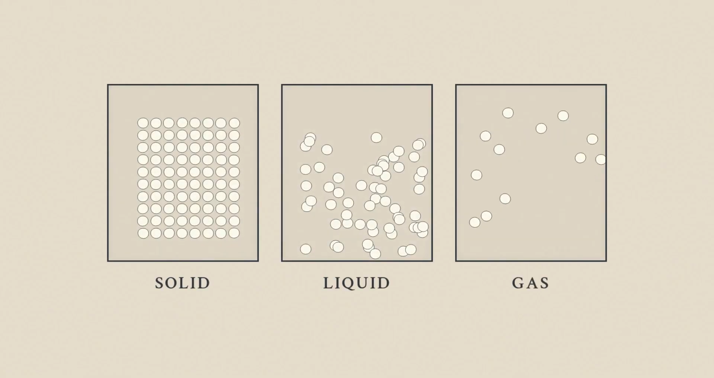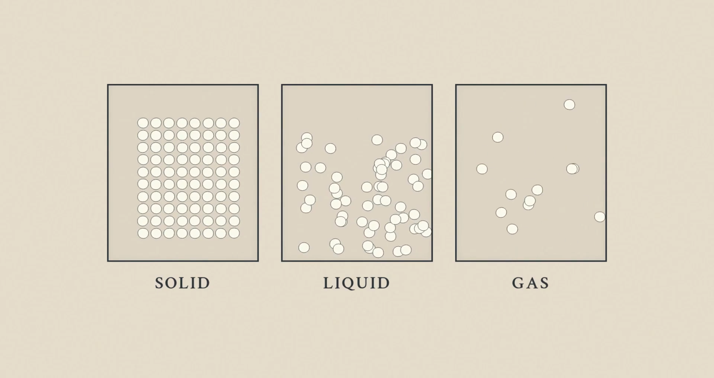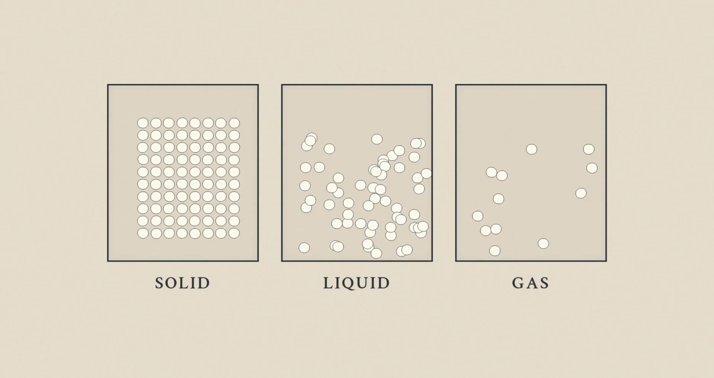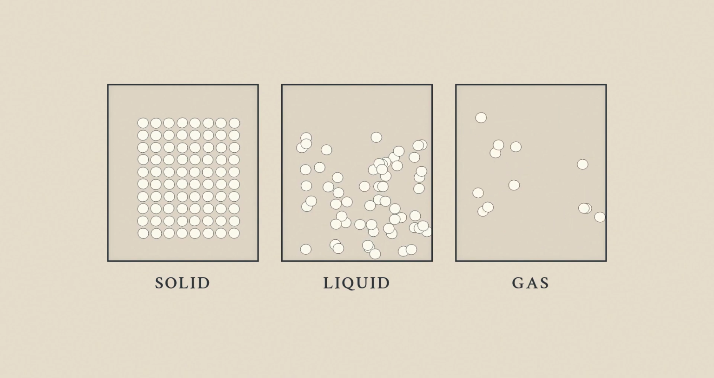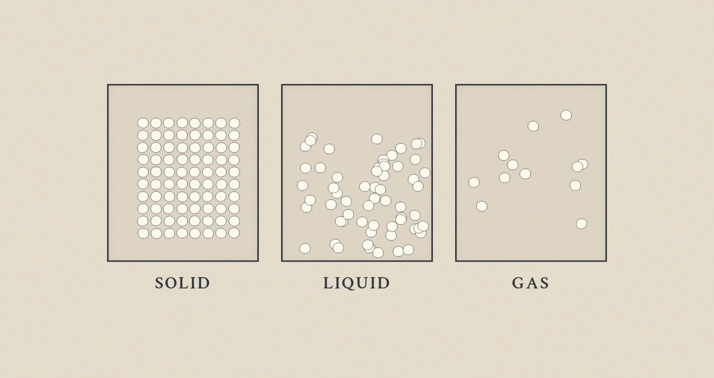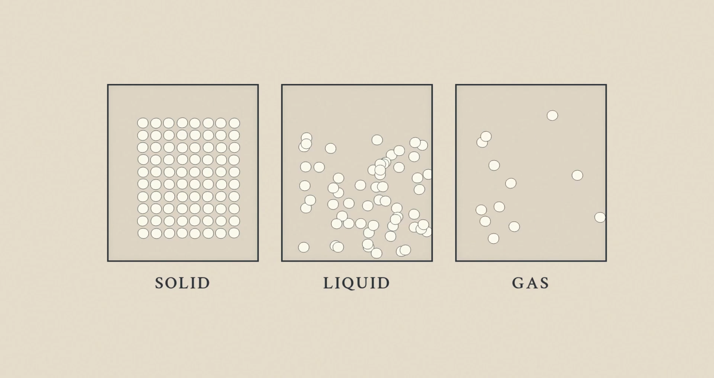Matter exists in different phases, or states. In a solid, molecules are locked in a rigid lattice. In a liquid, they're close but can move past each other. And in a gas, they're far apart and move freely.